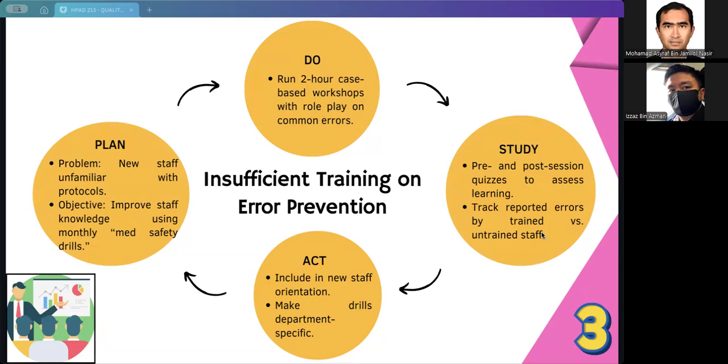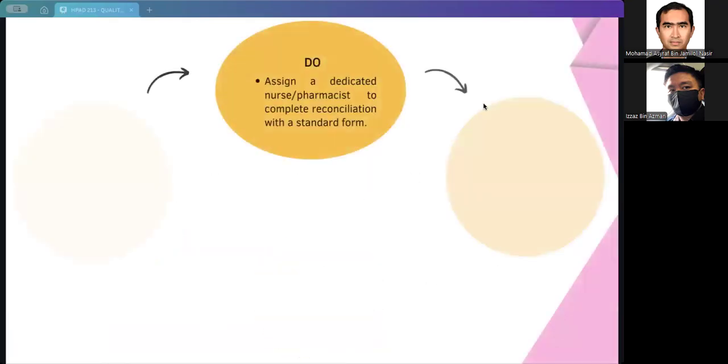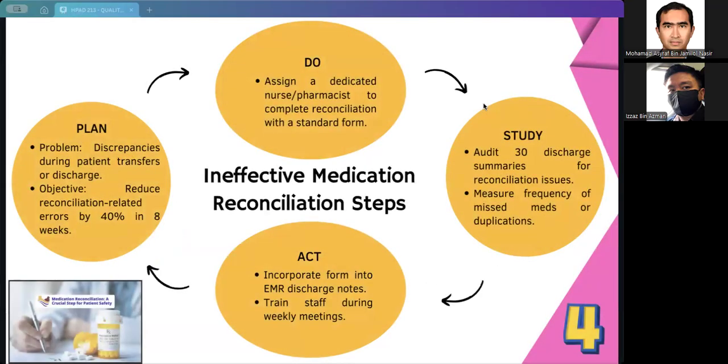Then we will implement pre and post-session quizzes to assess learning, allowing us to track reported errors between trained and untrained staff. On the act component, we plan to include these drills in new staff orientation and tailor them to be department specific to ensure relevance and effectiveness. Next, the fourth root cause will be on ineffective medication reconciliation steps.